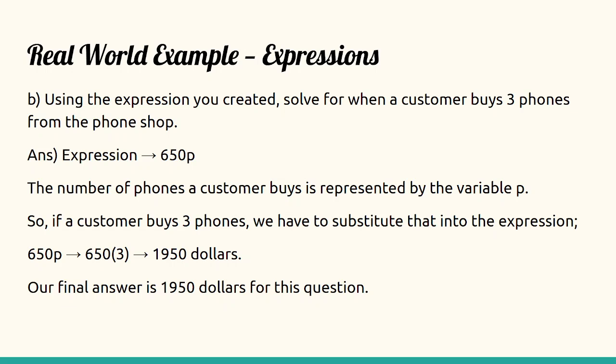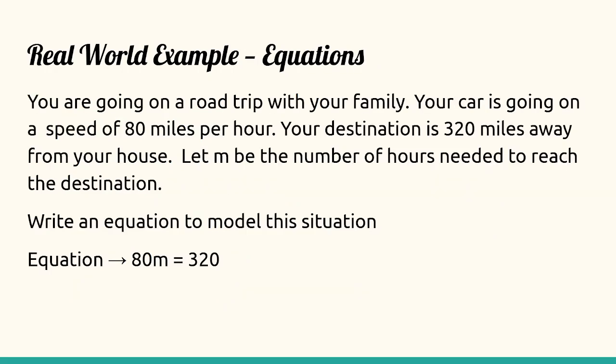Here's a continuation of the same example. In part B, they're asking, using the expression you created, solve for when a customer buys 3 phones from the phone shop. And so basically what we have to do to get our answer is we plug in 3 where P is in our expression. And so since the number of phones a customer buys is represented by the variable P, if a customer buys 3 phones, we have to substitute that. So it would be 650 times 3, which would be $1,950. And so our final answer would be $1,950 for this question.